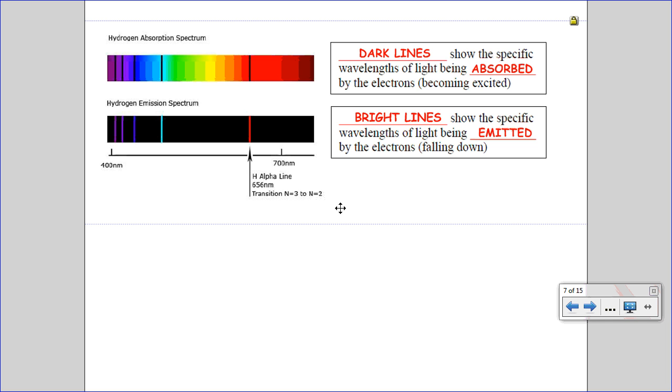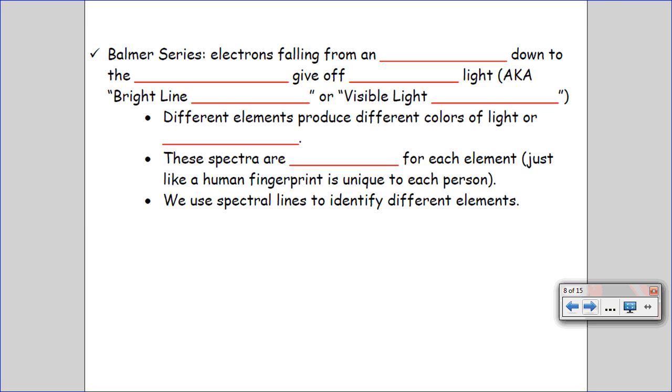So if you overlaid the hydrogen absorption spectrum and the hydrogen emission spectrum, it would create what we call the continuous spectrum, or what you get from the red, orange, yellow, green, blue, indigo, violet, ROY G. BIV, the whole spectrum of light. Now, the Balmer series is what we call electrons falling from the excited state down to the second energy level and giving off visible light. We call that the bright line spectrum, like I'm saying, or visible light spectrum.